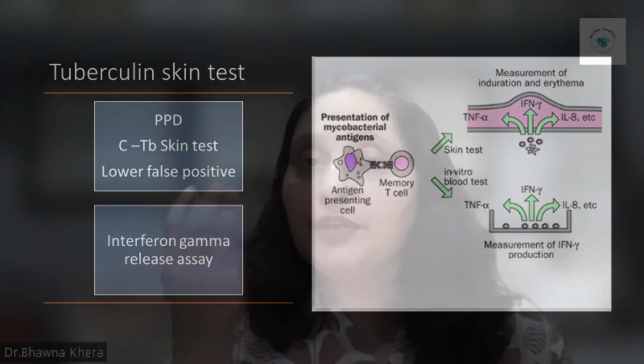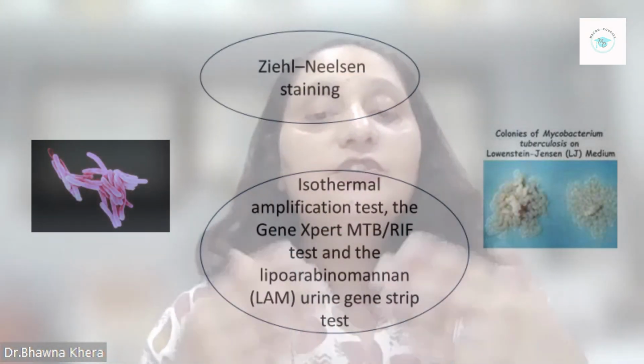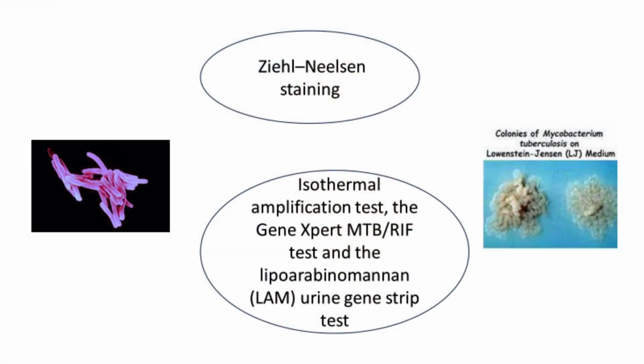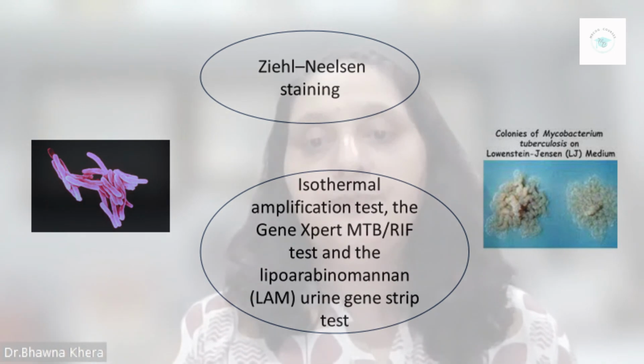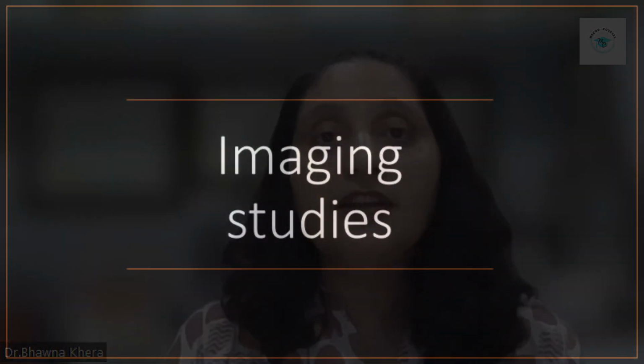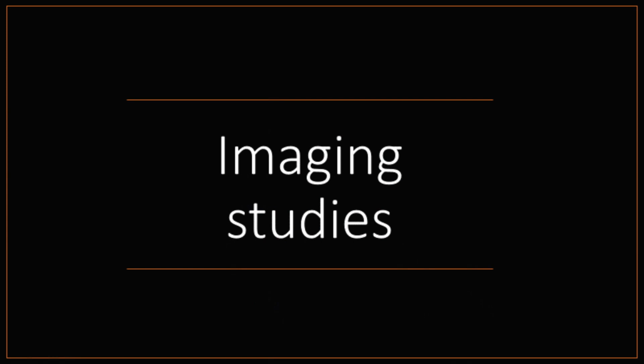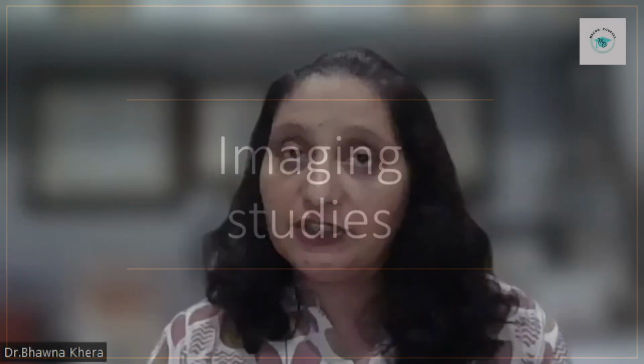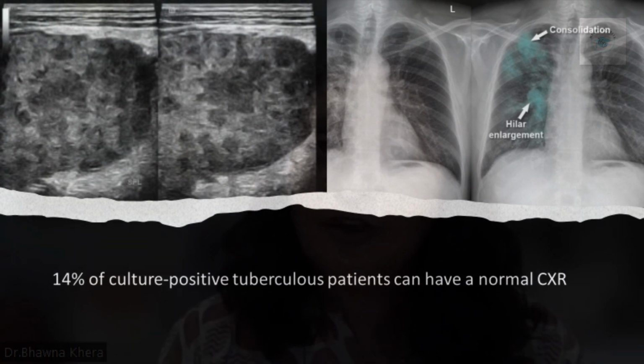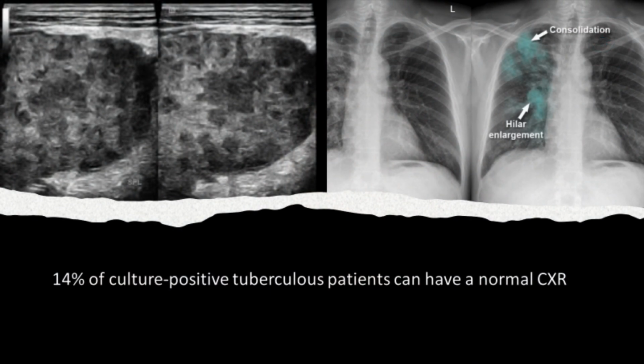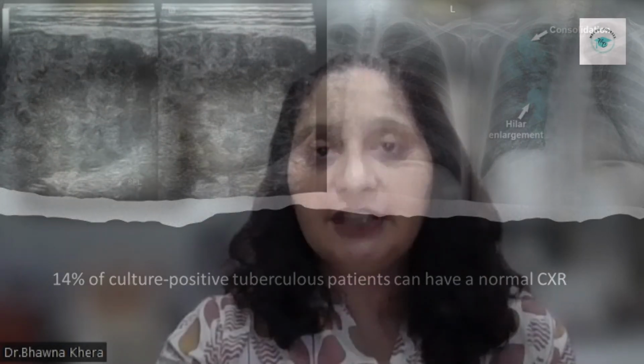Confirmatory tests are where you can view the organism directly under the microscope after staining. So they are microscopy and culture and sensitivity. Then there are certain additional tests, like imaging studies, where you have to see where the bacteria are causing the damage and how much damage is being caused. So various imaging studies are included in additional tests.